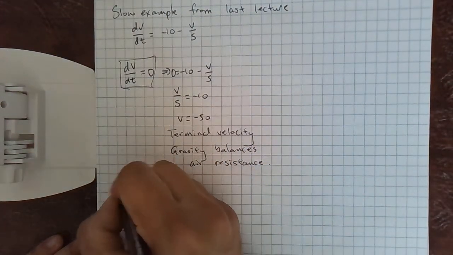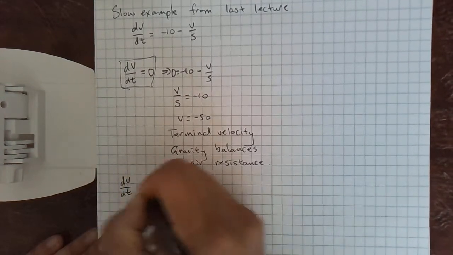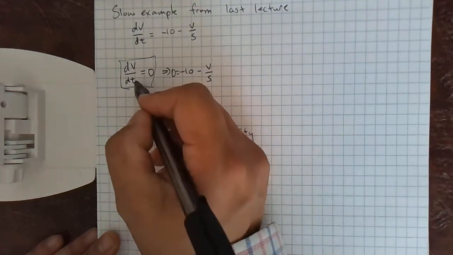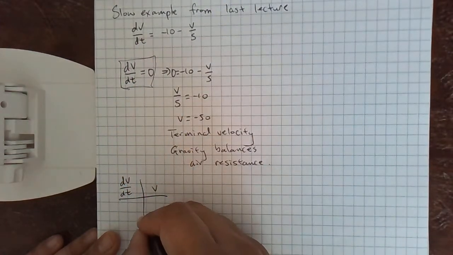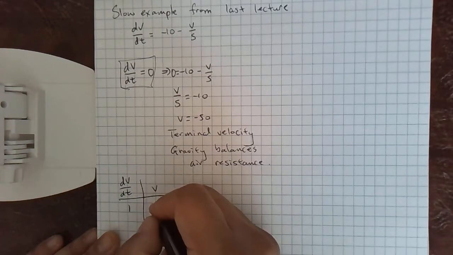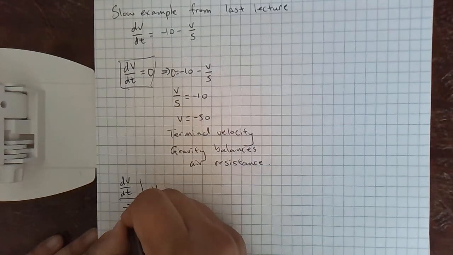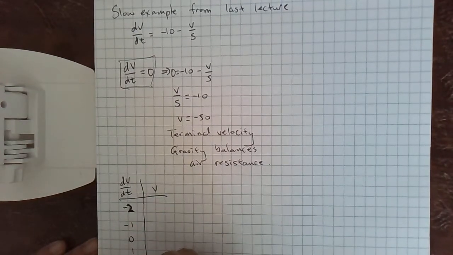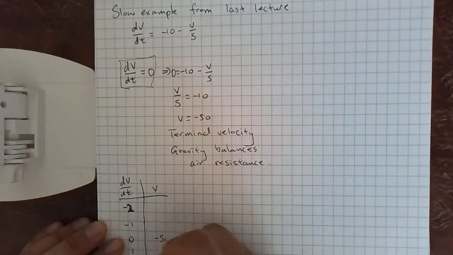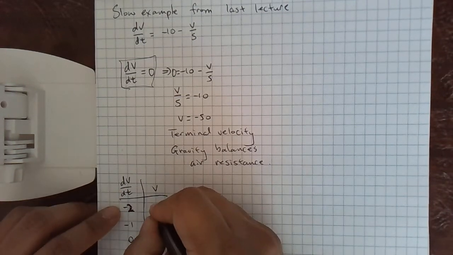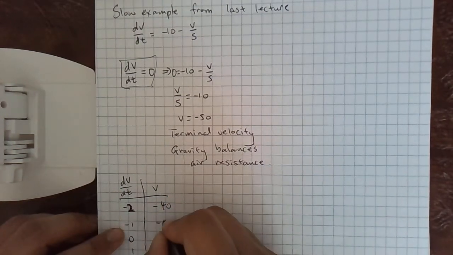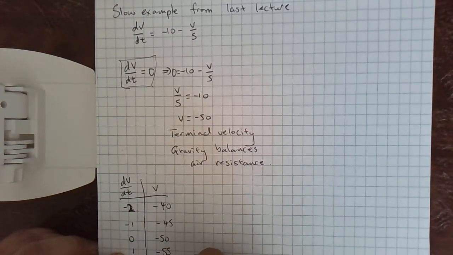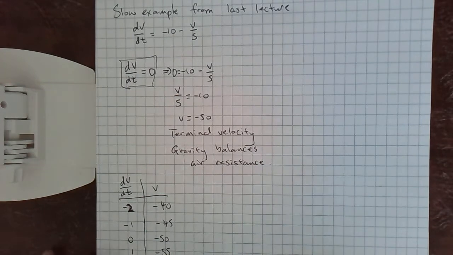Okay, let's calculate some other values. So dV by dt, I'm just going to make a chart. For v, you could solve these all the same way. Plug in values for dV by dt, solve for v. They're all linear equations. I'll make the chart like this: -2, -1, 0, 1, 2. So for 0, I've already calculated -50. For -2, I get -40, -45, -55, and -60. Okay, this is good enough.